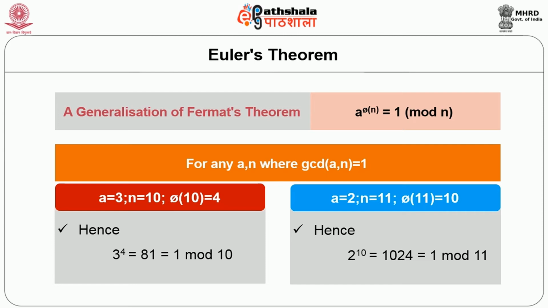We are given the value of a to be 3, n to be 10. Our totient function would be 4. Hence, what we need to prove is that 3 raised to 4 is equal to 81, and if we go ahead with modulo 10, it would result in 1. Another example is a equal to 2, n equal to 11. The totient function of 11 is equal to 10. Then we have to do a raised to the totient function, that is 2 raised to 10, which results in 1024. If we take it modulo 11, it would result in 1. So by example, we have shown that Euler's theorem works properly.